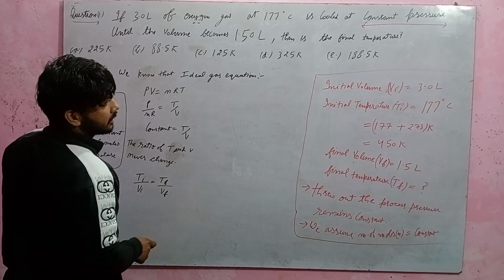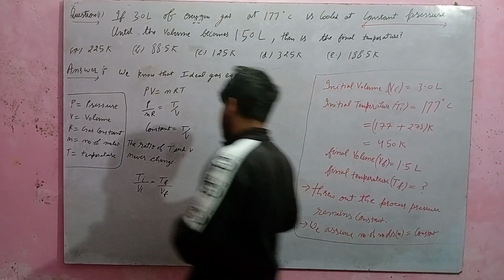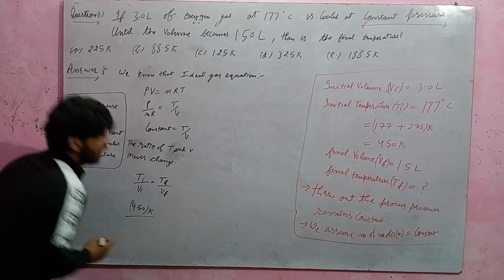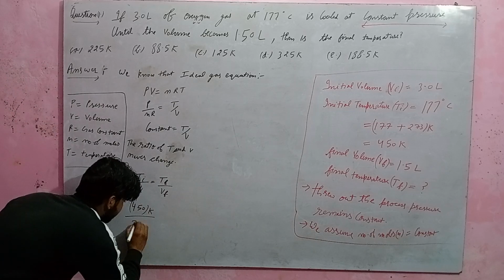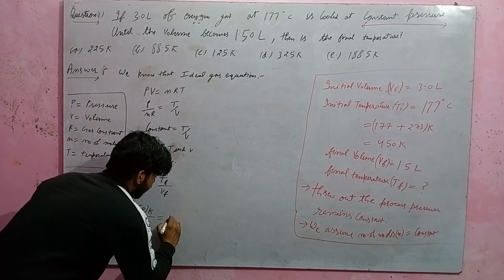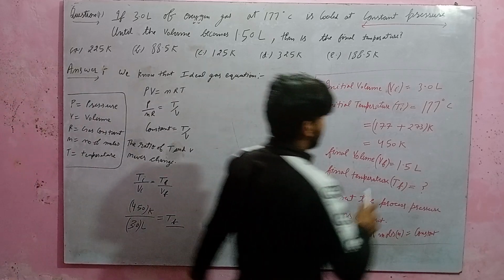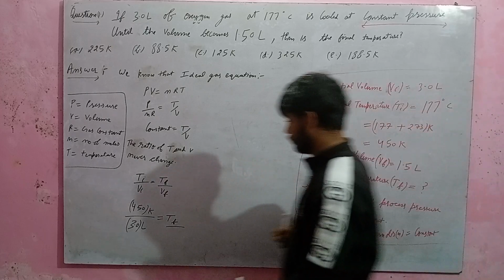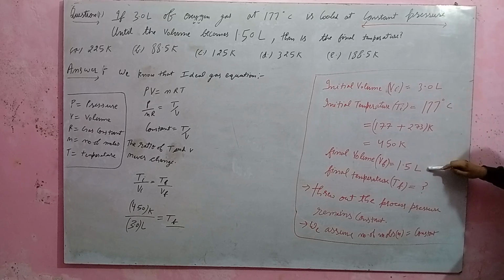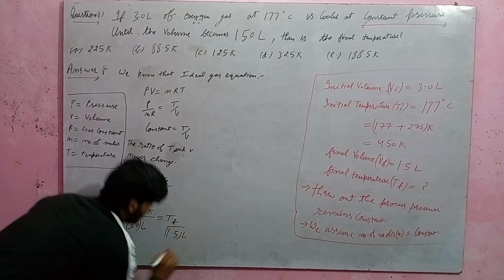So what is the initial temperature? In Kelvin, it is 450 K. And the initial volume is 3.0 liter. We have to calculate the final temperature. What is the final volume? The final volume is 1.5 liter. Initial volume is 3.0 liter and final volume is 1.5 liter.